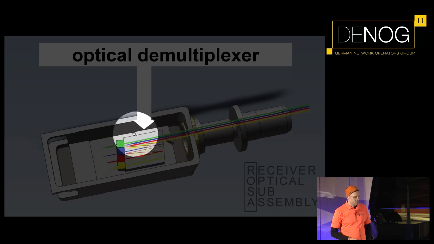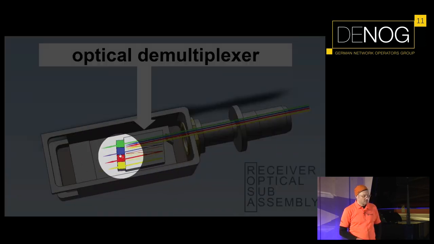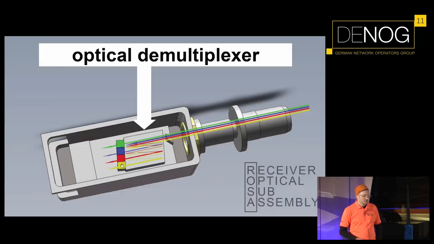Same principle here, bouncing back and forward, and at a certain filter which we have here, for example the green one, it only allows the green light to pass, and the other colors are going to be bouncing back and forward again down to the yellow filter, and only the yellow light is allowed to pass that filter. So now we have separated all the four wavelengths again.